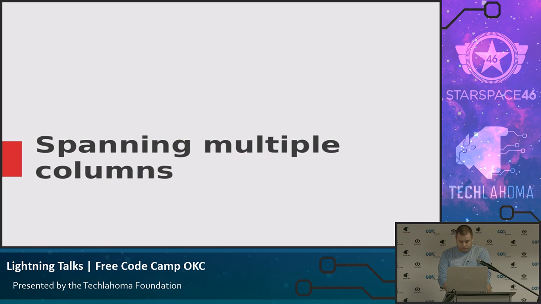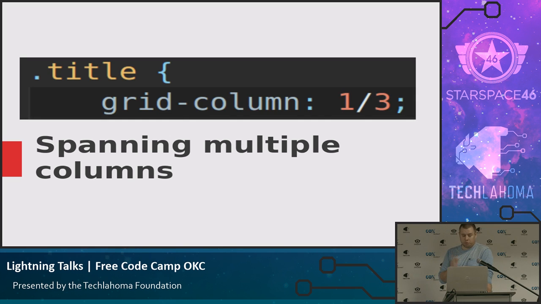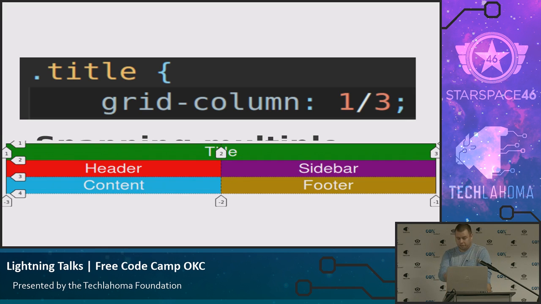So next thing a lot of times people want to do, like our title, let's say, you want to span it all the way across the top, right? Well, to do that with grid, we take our title div and we declare grid-column. And for this, what we're doing with the 1/3 is we're saying we want the title to span from line 1 of the first column to line 3 at the end of the columns. And what this looks like is it pushes it all the way across just like you'd expect here.